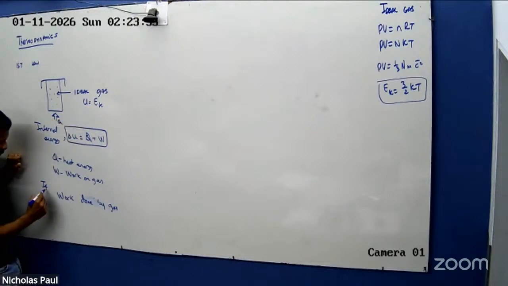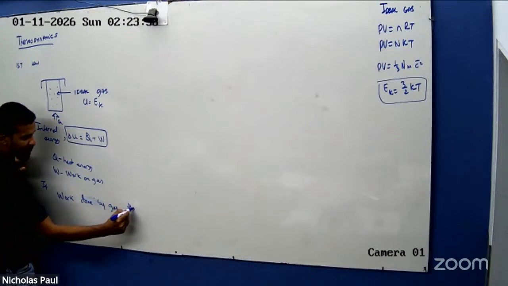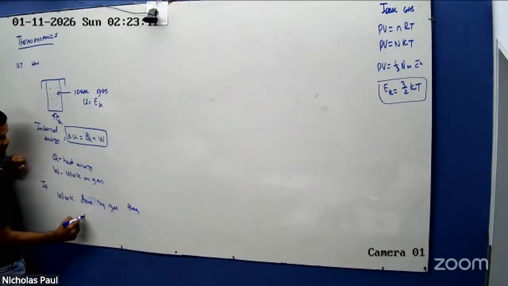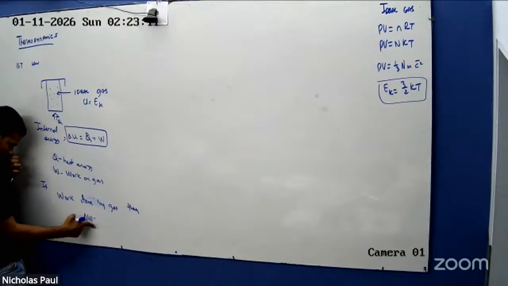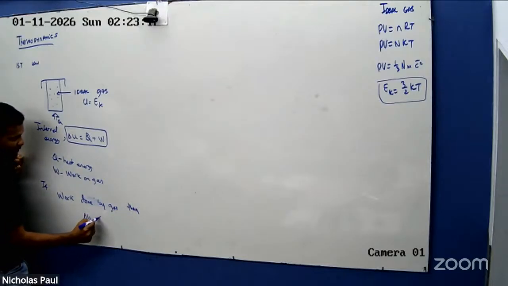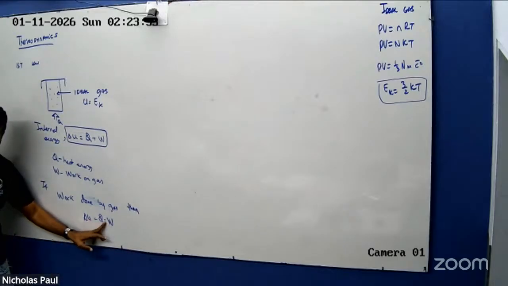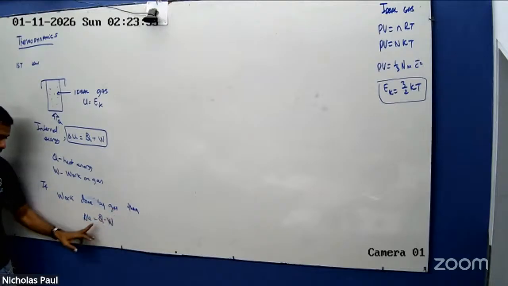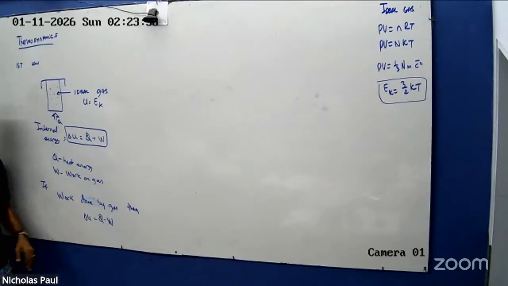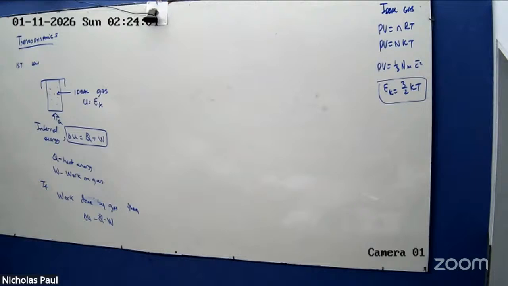So if work is done by the gas, then delta U is equal to Q minus W. Why minus? Because work is now being done by the gas, making the internal energy smaller. Everyone, you okay with that? You sure? I know I'm making it simple, but everything here is in your hands, okay?